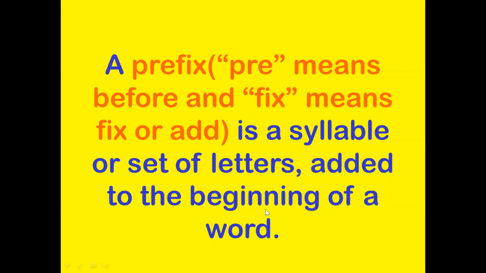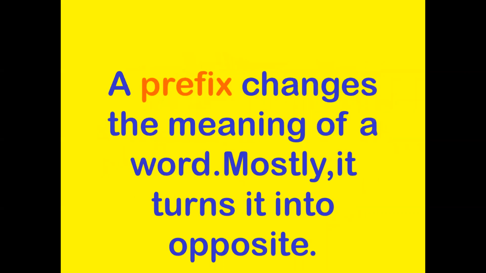This is the definition, and the next slide is the function of the prefix. A prefix changes the meaning of a word. Mostly it changes it into the opposite. So when we add a prefix, a certain syllable, to the beginning of a word, it completely changes the meaning of the word. And many times, I'm not saying all the times, mostly or many times, it changes its meaning to the opposite one. It changes into the negative meaning. So this is the function of the prefix: when we add it to the beginning of a word, it mostly or many times changes its meaning to an opposite one.